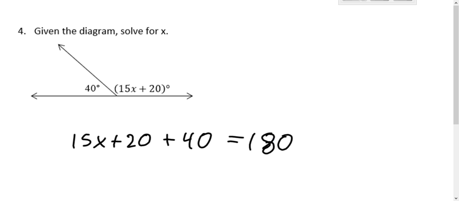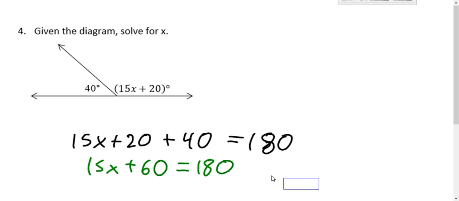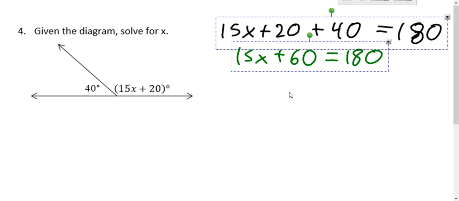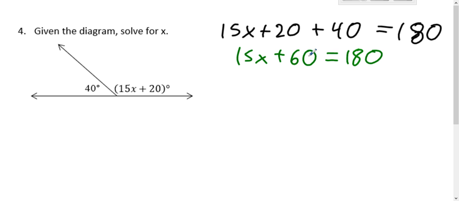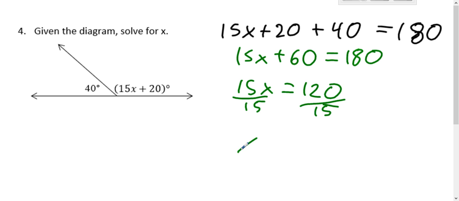So we've got an equation. We can now solve for x. So that's 15x plus 60 equals 180. Subtract 60 from both sides, so 15x equals 120. And then divide by 15. X equals 8.